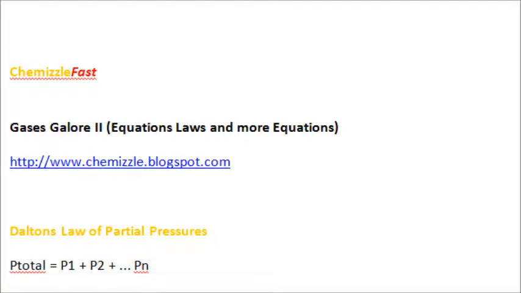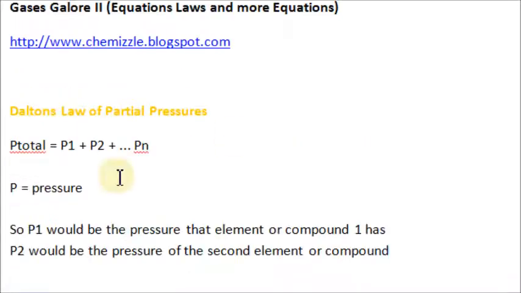Here we go. We'll start with Dalton's law of partial pressures. Here's the equation. P total, pressure total, equals pressure of element 1 plus pressure of element 2 plus pressure of element 3, element 4, element 5, and so on. He represents that just by saying P of n. So if you have 6 elements, it's equal to P1 plus P2 plus P3 plus P4 plus P5 plus P6. Instead of writing all those out, he says P of n.